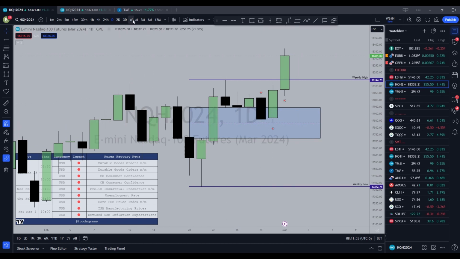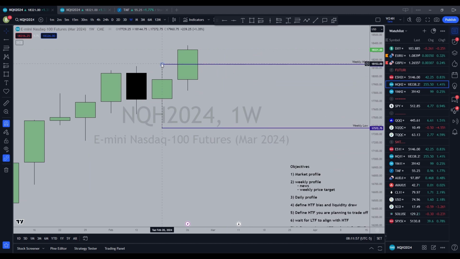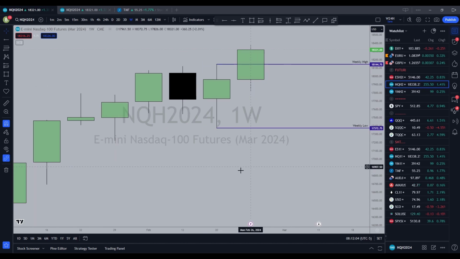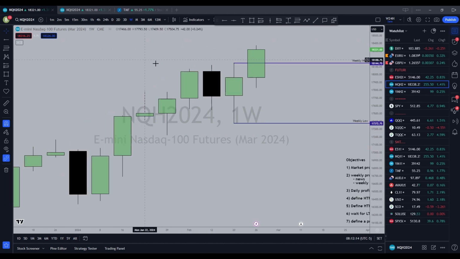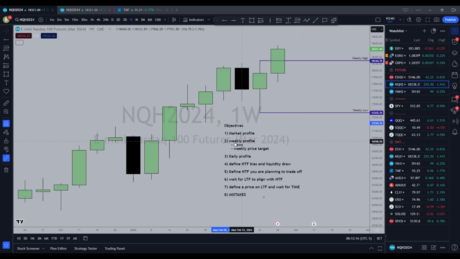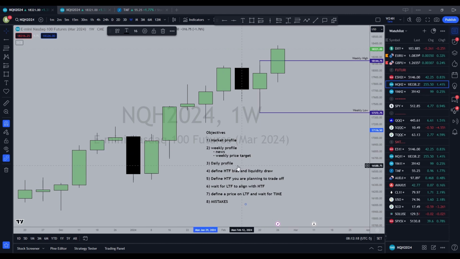What are your weekly targets, right? Since we are at all-time high, our targets are basically the previous week's highs and lows, and this is where you can get creative and use Fibonacci, with the 1.5 and 2 extensions, to see where our possible targets can be. Now that we have the weekly profile, weekly targets, news blended in, and price targets as well, now we look at the daily profile.